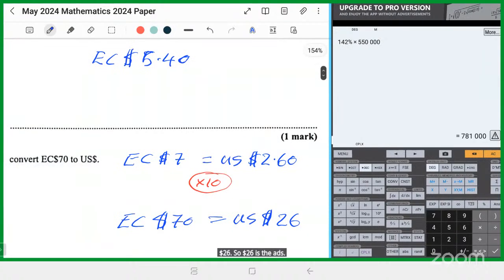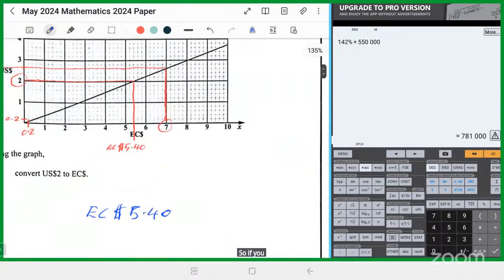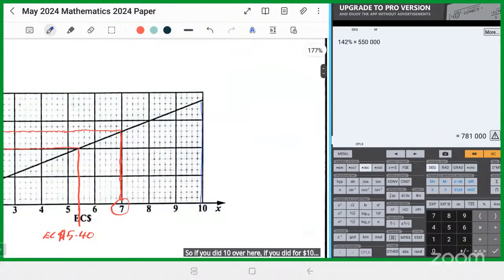If you did the $10, you'd have to multiply by 7. So if you did 10 over here, if you did it for $10, come up and read it across, then you'd have to multiply that by 7 to get the $70. But I think this is the easy way to do it. Yes?